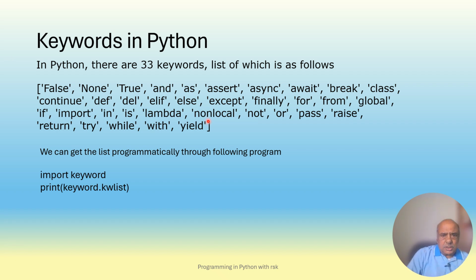These are all listed here. We can get the list programmatically through the following program: import keyword, print keyword.kwlist.